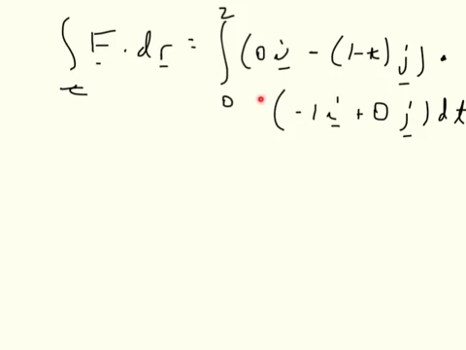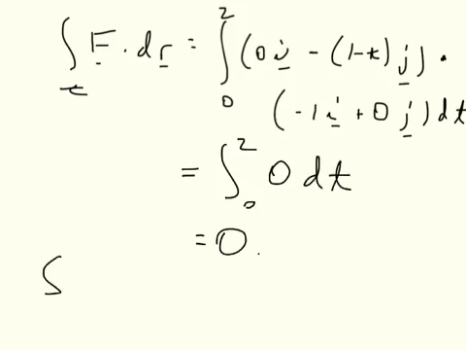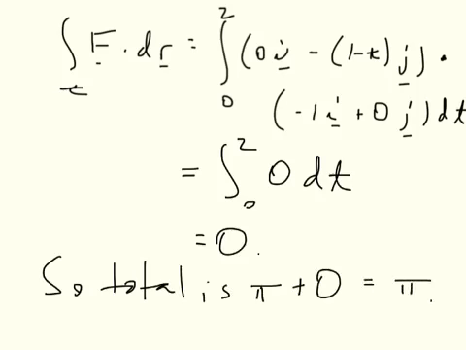And then our velocity vectors were negative 1i. But when we look at this, we have a 0i here and a negative 1i here, so that's going to dot to 0. And we have something about t here, but we have a 0 here, that's going to dot to 0. This is equal to the integral from 0 to 2 of 0 dt equals 0. So total is pi plus 0 equals pi.